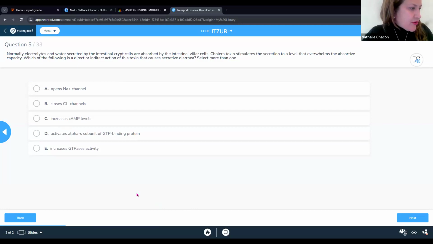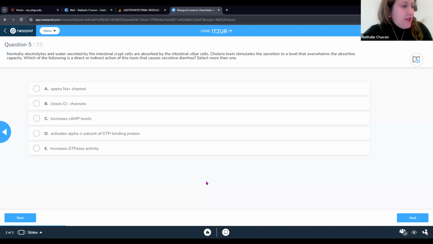Here, normally electrolytes and water are secreted by the intestinal crypt cells. We talked about that, right, in the small intestine. But sometimes some organisms like cholera, that's a bacteria, cholera bacteria has a very potent toxin that stimulates secretion and produces diarrhea. And it's a very serious diarrhea. You can die with cholera, believe me. It's like when you open your faucet and it never stops, that's cholera. That's the serious diarrhea it occurs.